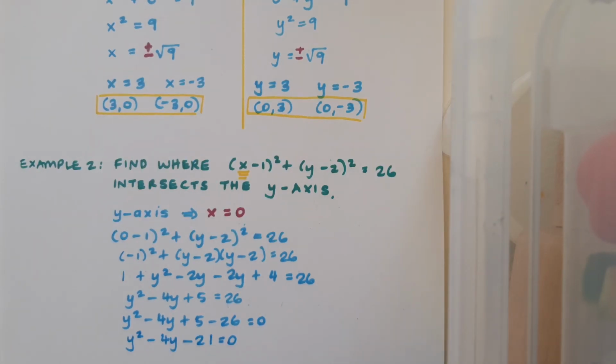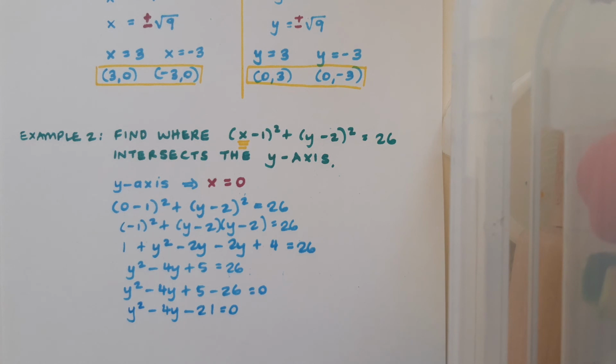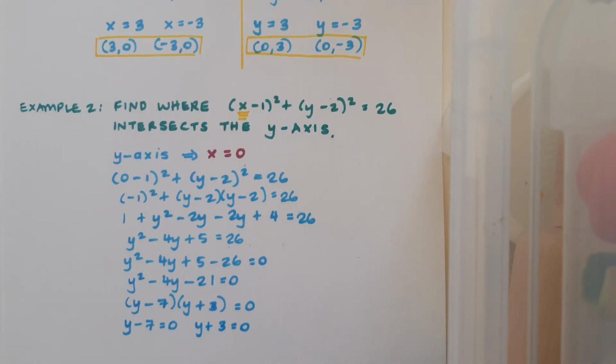So I end up with y squared minus 4y minus 21 equals 0. Now I need to factorize this quadratic and solve. So again, pause here. Do that yourself, and then play the video and see if you're correct in your factorization. So this time my quadratic factorizes as y minus 7 by y plus 3 equals 0. Let each bracket equal 0. And so y is equal to 7 and y is equal to minus 3.